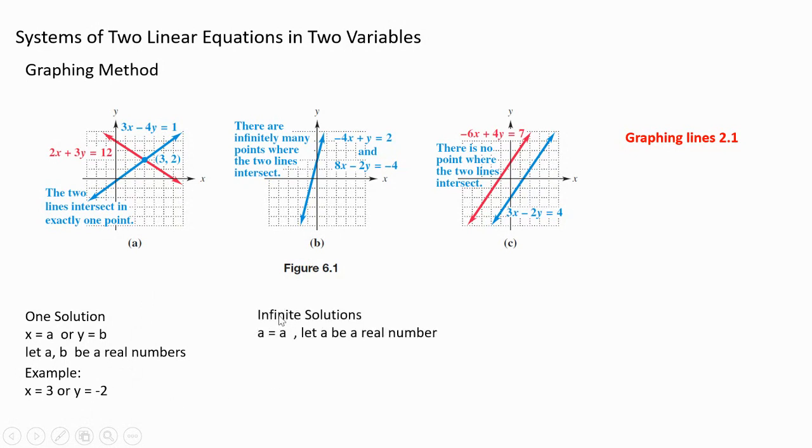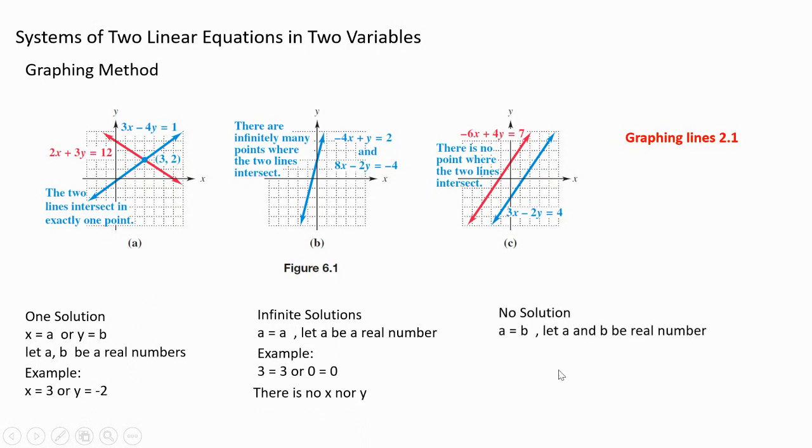Now, if you get something like a equals a, when you don't have any x or y's, for example, 3 equals 3 or 0 equals 0, here we don't have any x's or y's. That means if they're both equal on the left and the right, it's going to be infinite solutions. And I'll show you an example. I'm doing an example of each one of these.